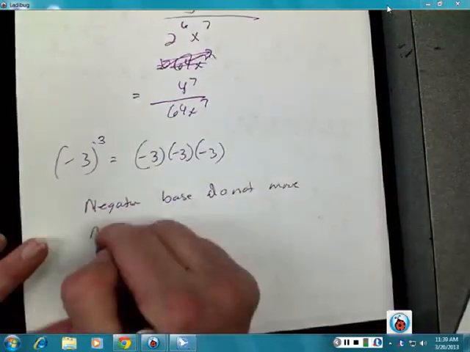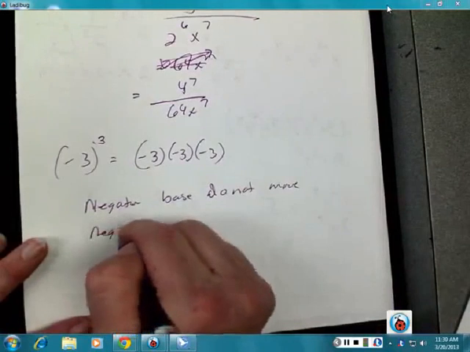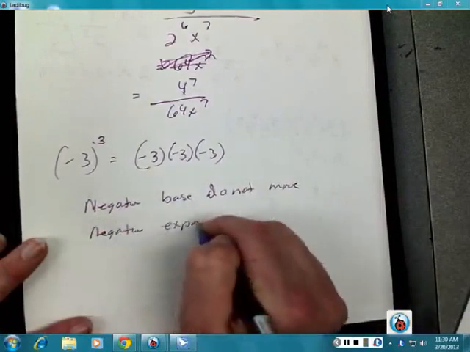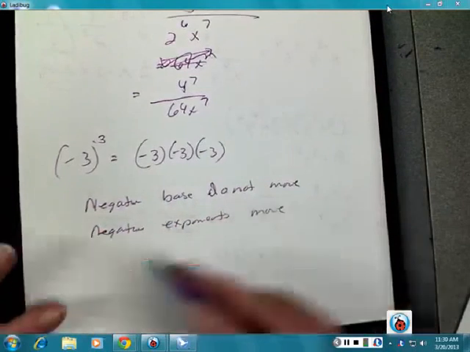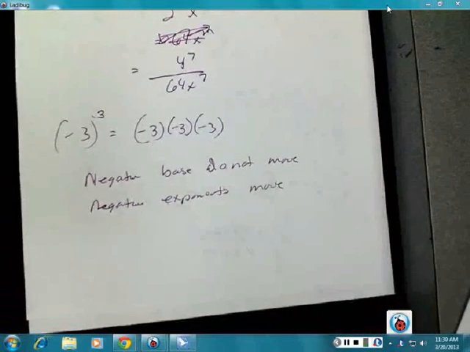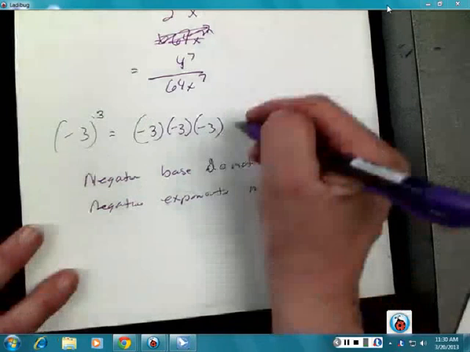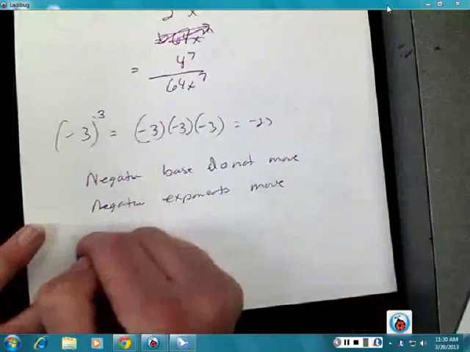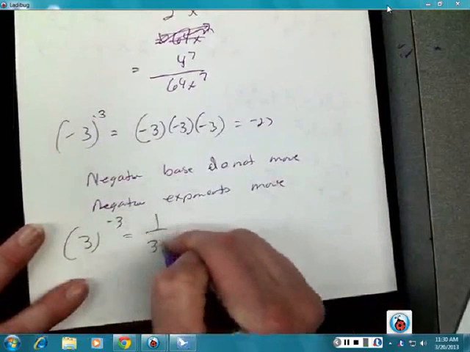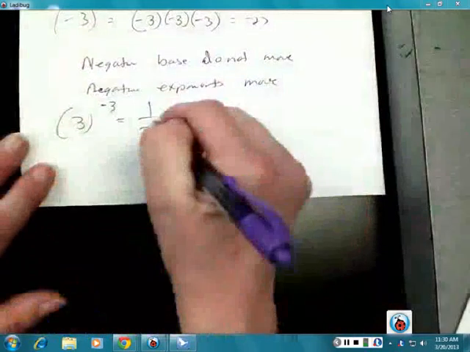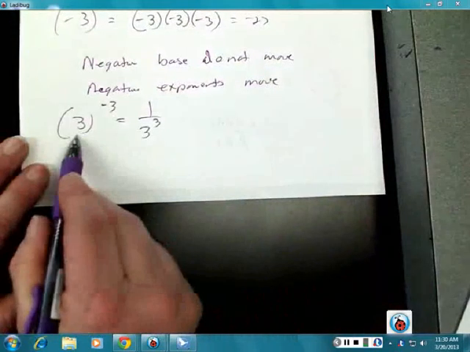But negative exponents move. So they're going to change places whenever you get a negative exponent. Okay, so if you had, say, 3 to the -3, it would be 1 over 3 to the 3rd, because your base is 3.